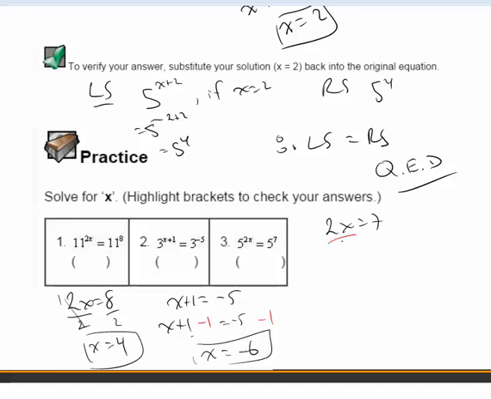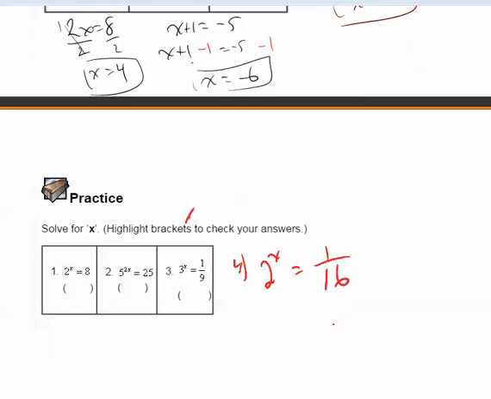It's multiplying, so I do the opposite to both sides. Divide both sides by 2. And we're left with x equals 7 over 2, or you can leave it as 3.5, whatever you want. Okay? Alright, so let's get down to the harder ones then.